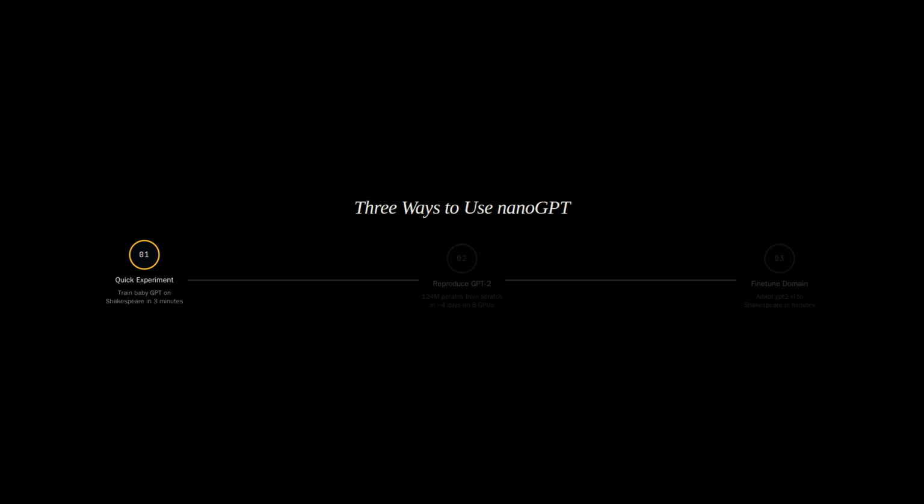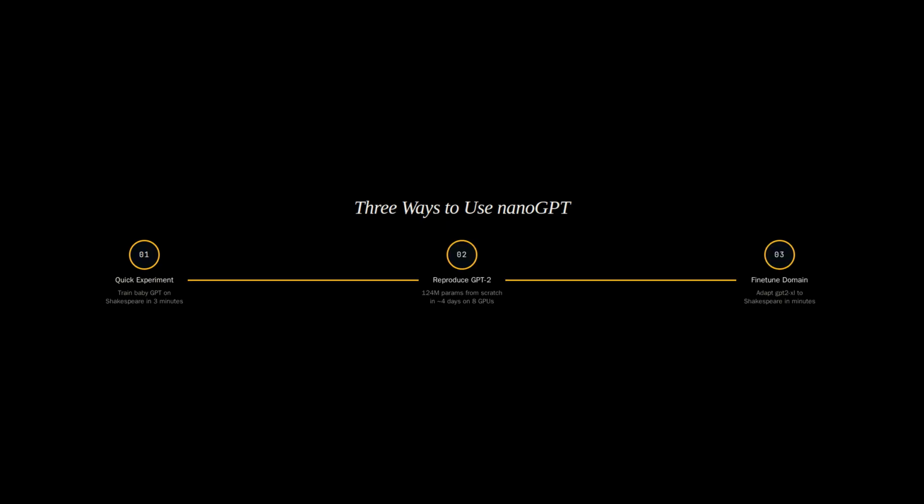There are 3 typical journeys with nanoGPT. If you're learning, you can train a tiny model on Shakespeare in minutes and watch it generate plausible dialogue. If you're reproducing research, you can train full GPT-2 from scratch on billions of tokens. And if you're adapting a model to a specific domain, you can fine-tune a pre-trained checkpoint in minutes instead of days. Same codebase, different scales.